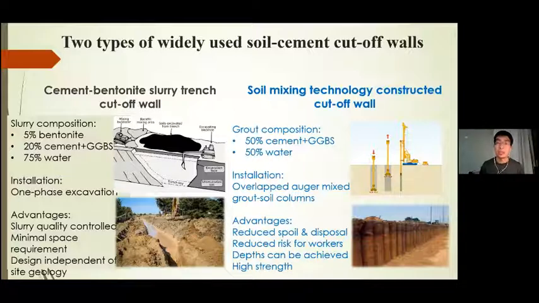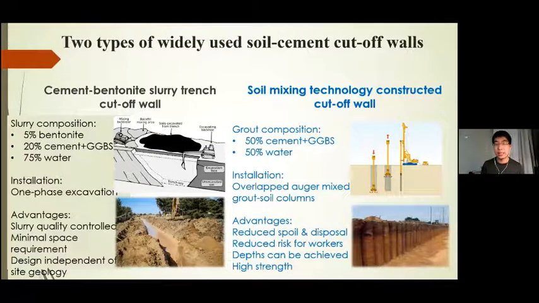You inject this grout through the auger into the in situ soil, and you have the blade at the tip of the auger, and you rotate the blade so the injected grout can be mixed with the in situ soil, and then you have the overlapped auger-mixed grout-soil columns.